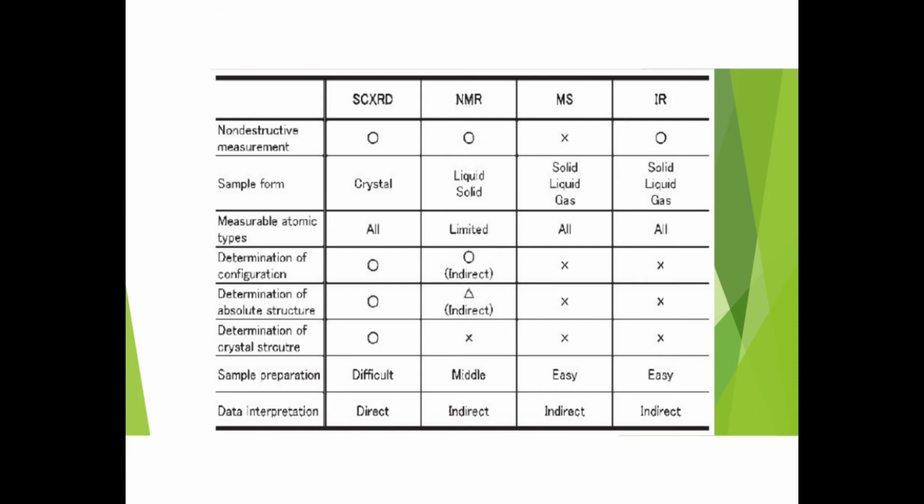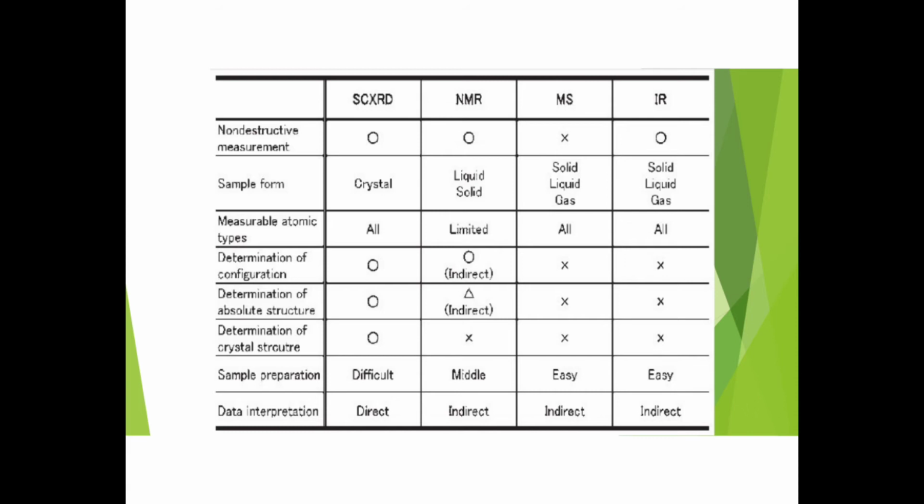Likewise, all types of atoms can be measured by using single crystal X-ray diffraction, mass spectrometry, and infrared spectroscopy, but not in the case of nuclear magnetic resonance. Moreover, determination of the configuration can be done by using single crystal X-ray diffraction and nuclear magnetic resonance, but not by using mass spectrometry and infrared spectroscopy. But in the case of nuclear magnetic resonance, determination of the configuration is done by an indirect method.